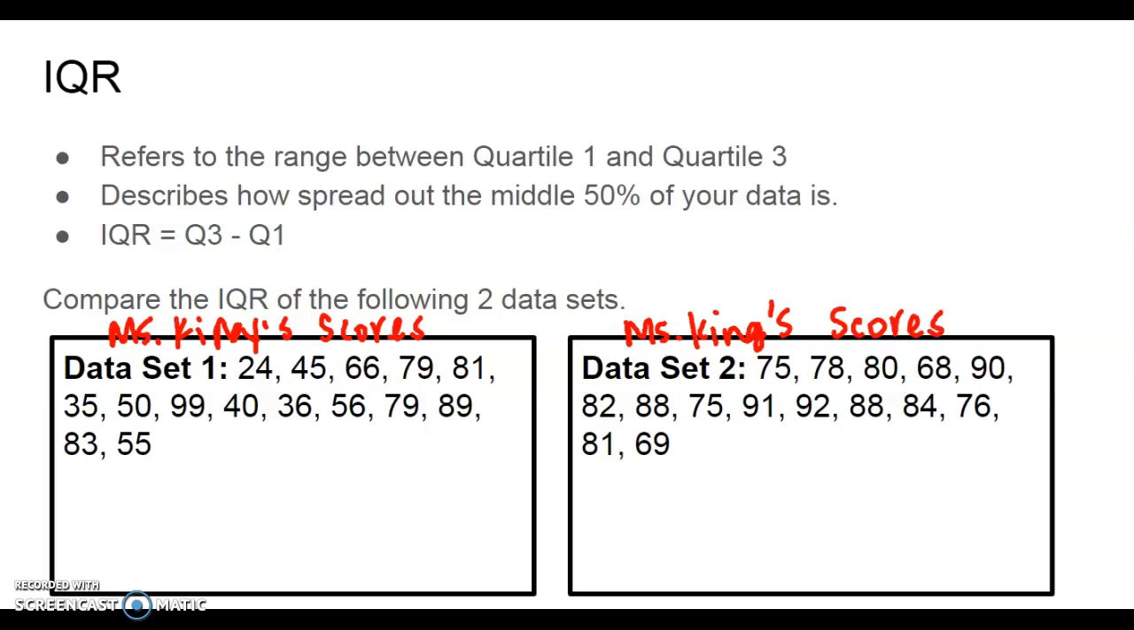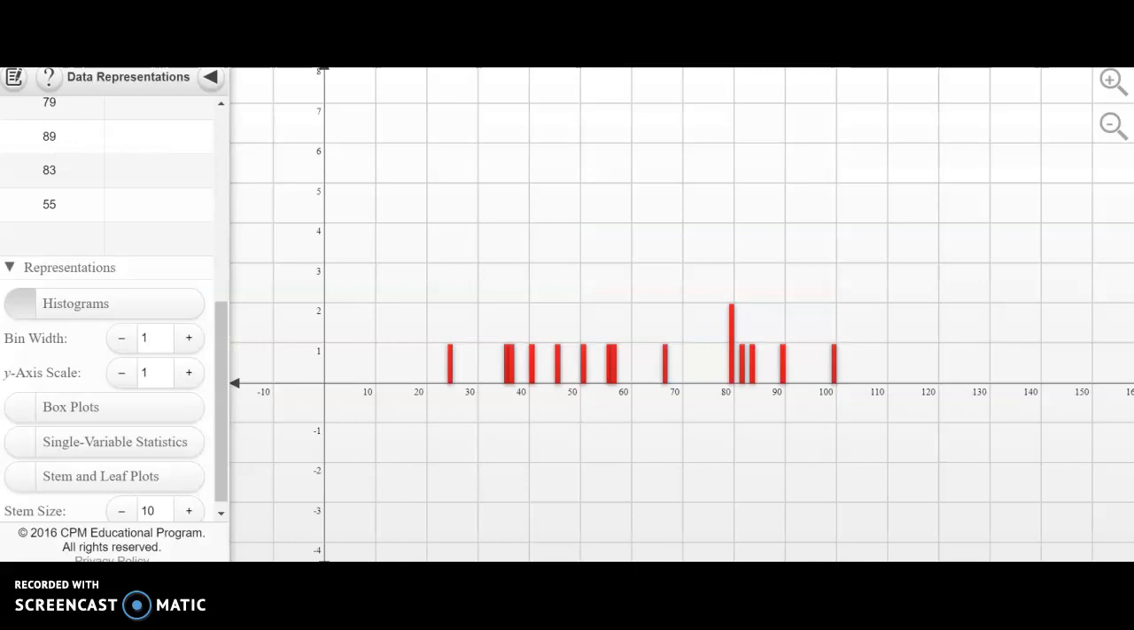So let's compare the IQR. To do that, we need to first look at box plots for both of these data sets. I have gone ahead and entered this data into our online website. So let's look at the box plot for this. This is data set 1. It looks like our minimum score, our lowest score in Miss Kirby's class, was a 24, and the highest score was a 99. Quartile 1 is at 40, quartile 3 is at 81.